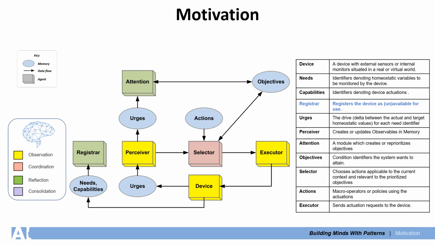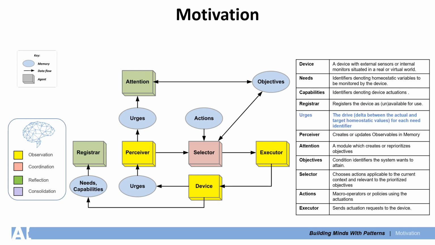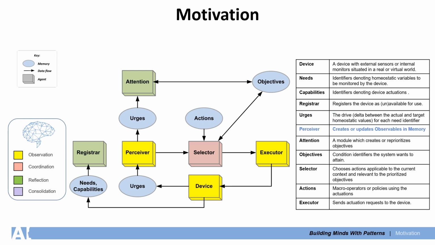So the device sends needs and capabilities to the registrar as a first step. The urges, also called drives, are the delta between the actual and target homeostatic values. For each need identifier, the device continually polls its own internal monitors and sends urges to the perceiver agent. The urges are an observable. The perceiver receives observables from a device and places them in shared memory or on queues. Some of these observables are urges. The perceiver also makes observables available to form the current context or situation of the system. This context is used by other components, such as the action selector.